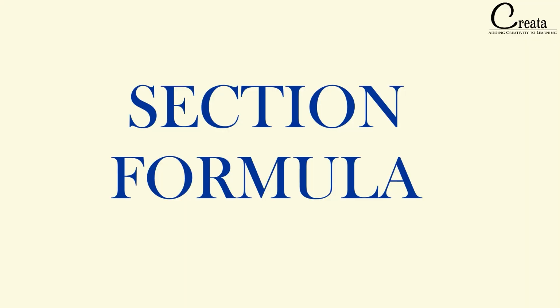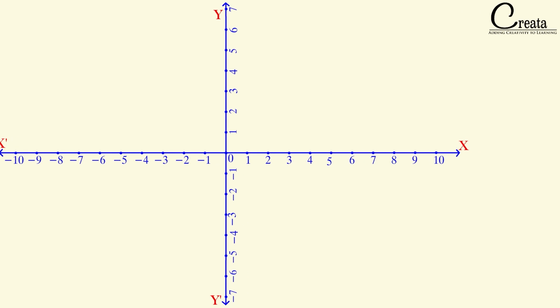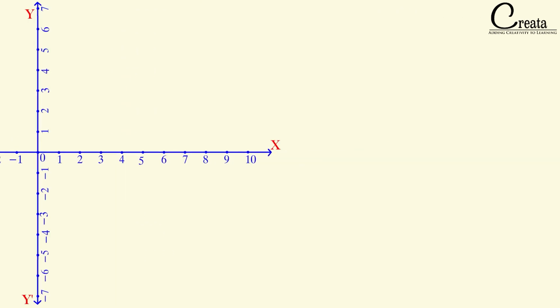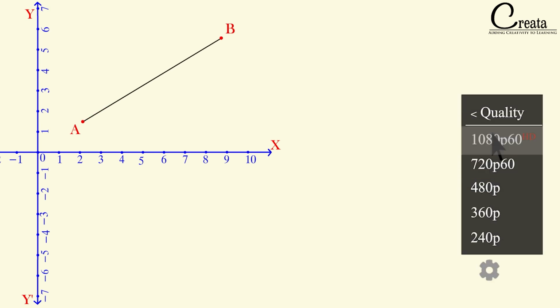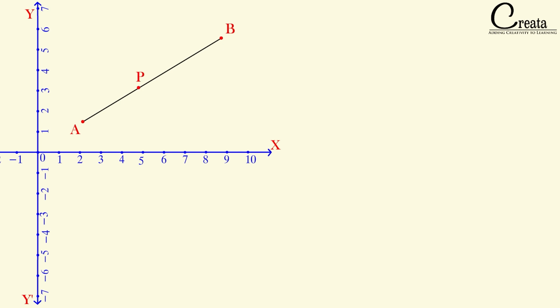So without taking any further time, let's start the concept of section formula. For explaining the section formula, let's check our coordinate system. We will take two points, point A and point B. On joining point A and point B, we get a line segment AB. Let's assume a point P on this line segment AB. This point P is dividing the line segment AB into a certain ratio. Let's assume this ratio as m1 is to m2. The ratio of AP to PB is m1 is to m2. So basically, this point P is dividing the line segment AB into the ratio m1 is to m2.